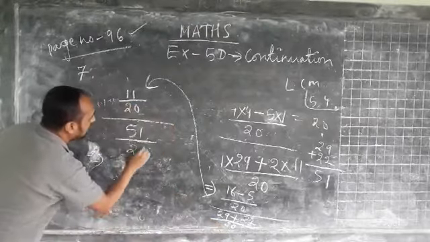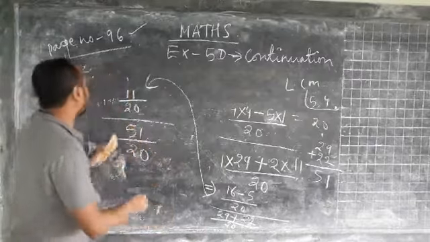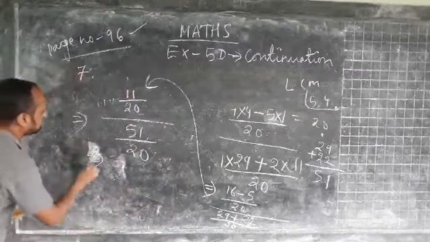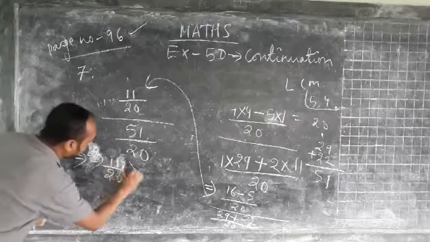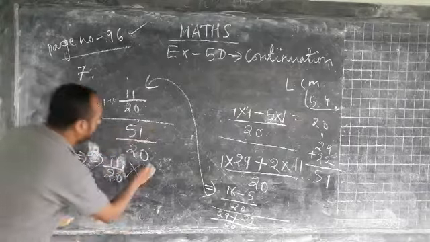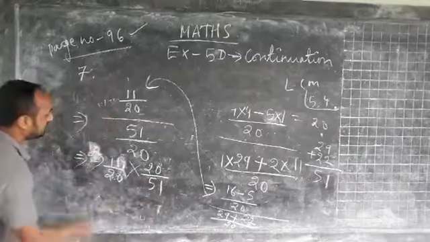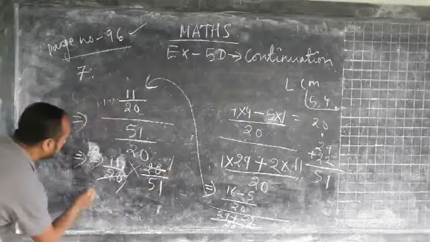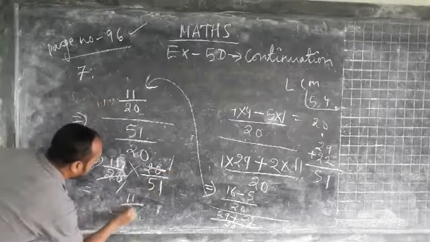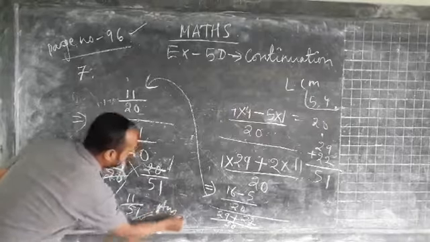denominator we have 20. Now what we will do is take the reciprocal of this number. Now we can write this one as 11 by 20 into this, 20 will go up and 51 will come down. Now this 20 1 is 20, 20 1 is 20. We can cancel it. So we have 11 by 51. So this will be your answer.